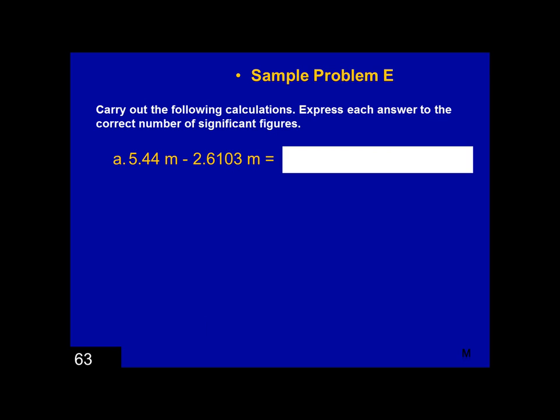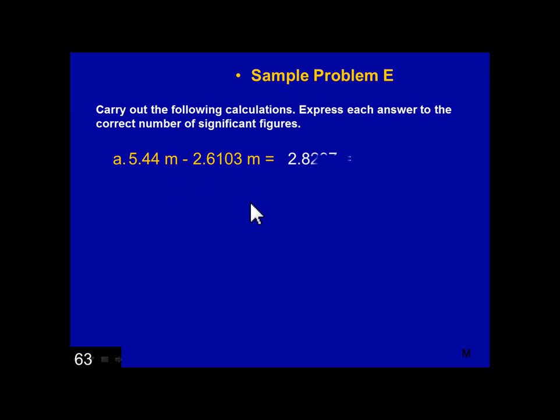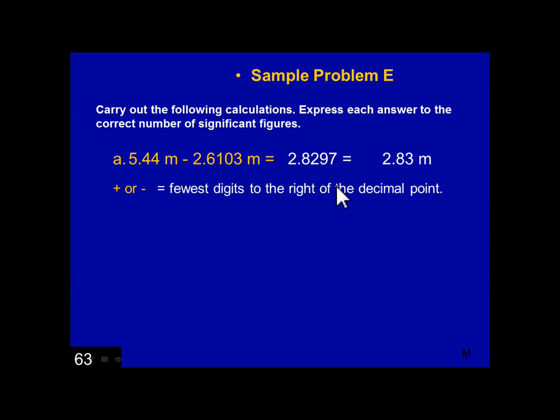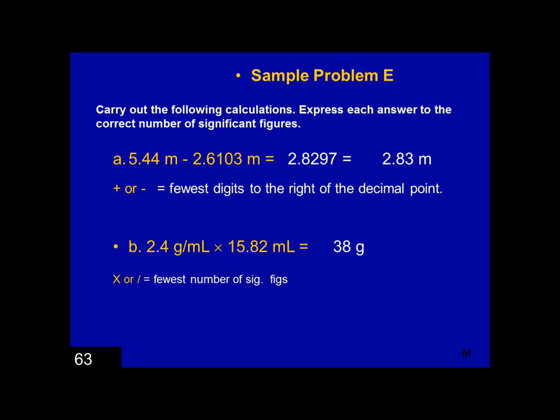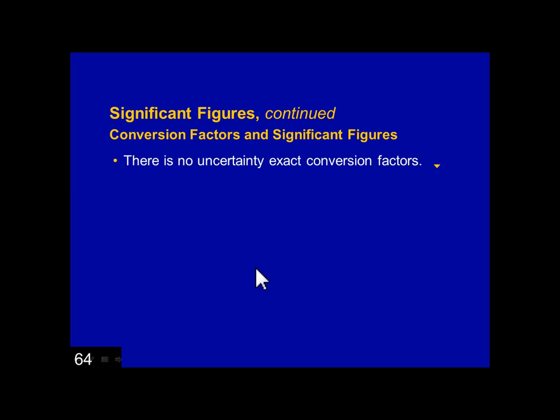So let's do some practice here. Carry out the following calculations. Express each answer to the correct number of significant figures. So, pause. Your calculator would say 2.8297, but you would round that to 2.83, the 3 significant figures, meters. How about this one here? Pause. Okay, when you take 2.4 grams per milliliter and multiply it by 15.82 milliliters, you get 38 grams, which would be your correct answer because you want to round it to 2 significant figures.